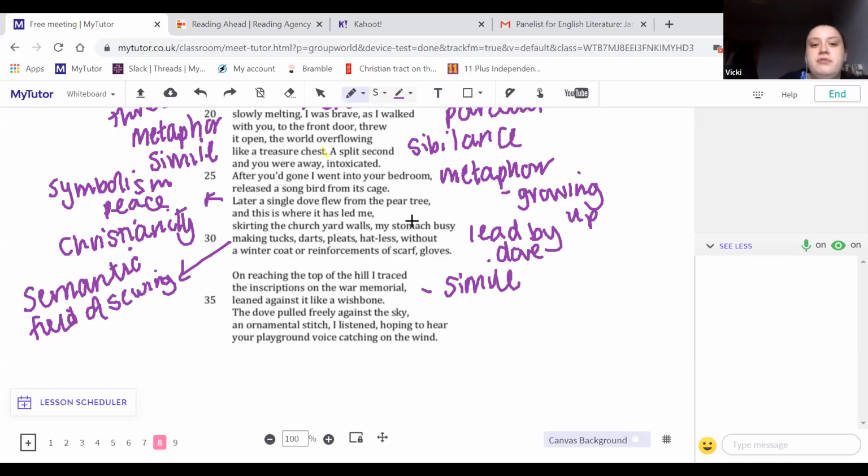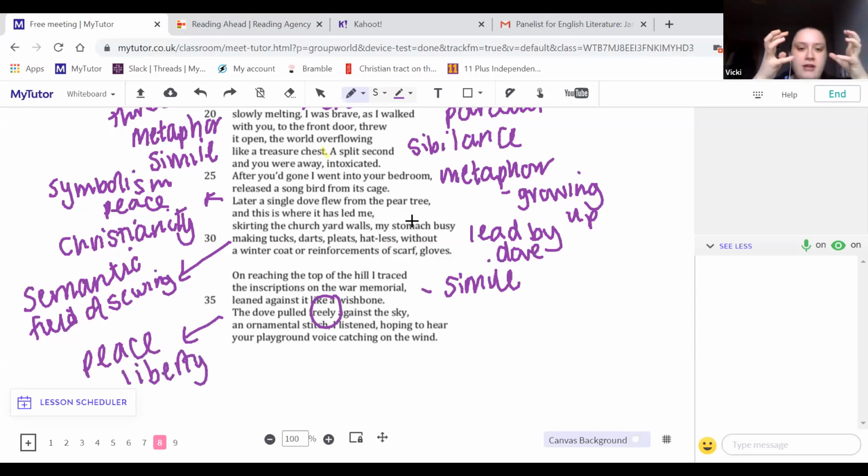So we've got another simile going on here. The dove pulled freely against the sky. So I really like this idea of freedom. So we've got peace and liberty and freedom all going in together there, which I think is a lovely melting pot. An ornamental stitch. So again, this is referencing sewing, embroidery.